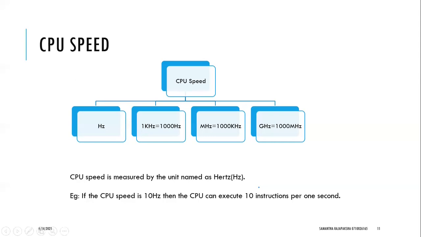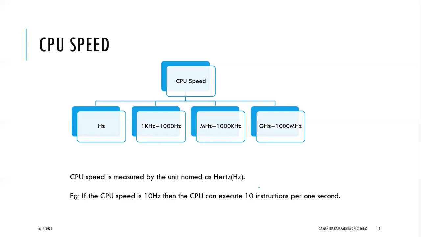Now, as a simple example, if the CPU speed is 10 hertz, what is the meaning? It can execute 10 instructions per second. That is the meaning. Remember, CPU speed is measured in hertz. If you take the example of 10 hertz, what does it mean? Within 1 second, 10 instructions can be completed, executed.